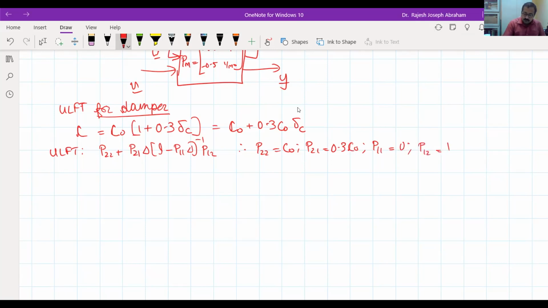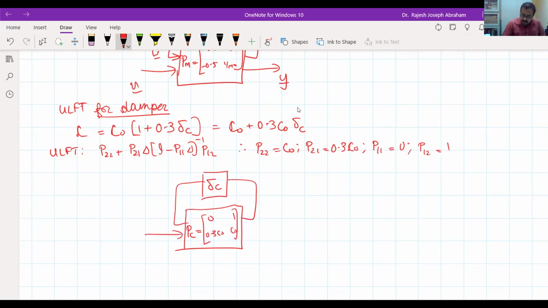So this damper can be represented with delta C and the nominal plant PC, which is nothing but 0, 1, 0.3 C naught and C naught. This is U, this is Y, this is Z, and this is the exogenous input W. In this way we have completed this for our damper.